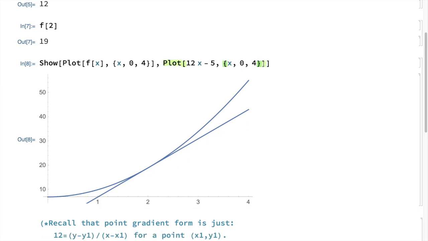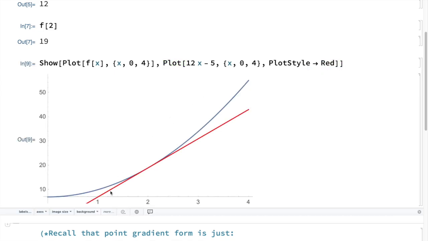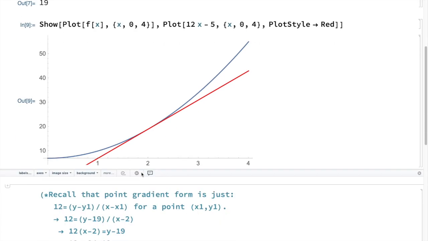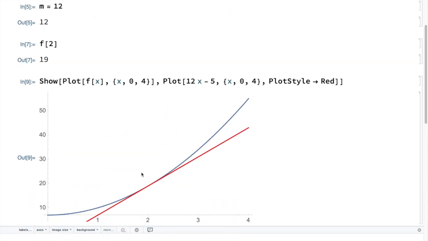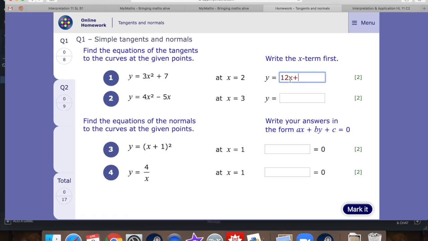Why don't we do a little plot style here? We'll make that red. There you go. So my tangent line is red. My original curve is just plain old navy blue. And as you can see, yep, that's definitely the tangent line at x is equal to 2. All right, pretty cool. So my answer is just going to be 12x minus 5. Cool. So that's that. Why don't we do the next one?